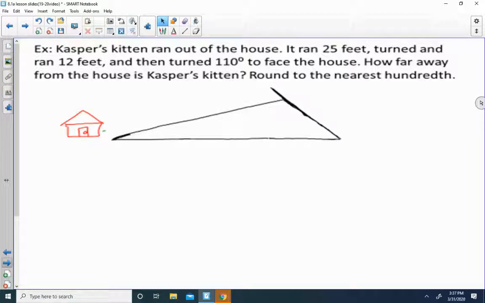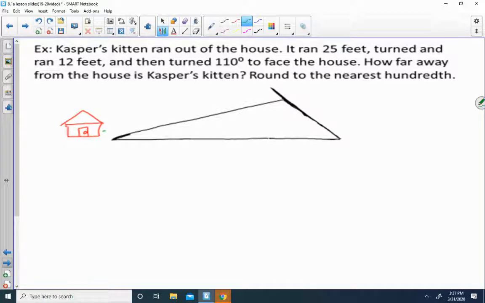So here we have a little kitten, Casper's kitten, ran out of the house. It ran 25 feet, turned and ran 12 feet, and then turned 110 degrees to face the house. I have a feeling this cat was probably chasing a squirrel or a butterfly or a bird of some sort to have it run around like this. It's the only explanation I can think of. But anyway, given this information, once your cat has ran all over the place and has turned all about, how far away from the house is Casper's kitten? Given this information, we're going to round to the nearest 100.